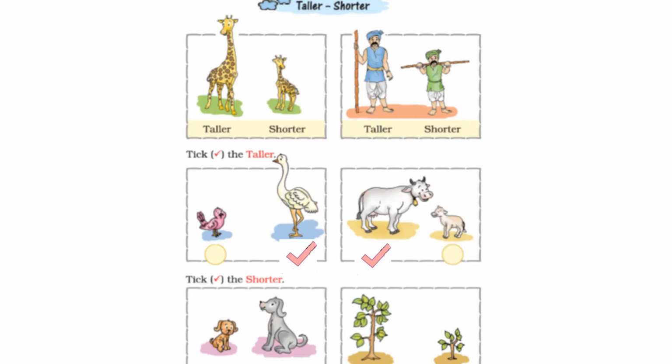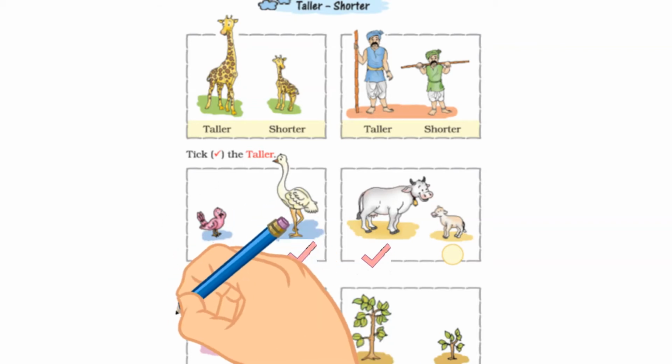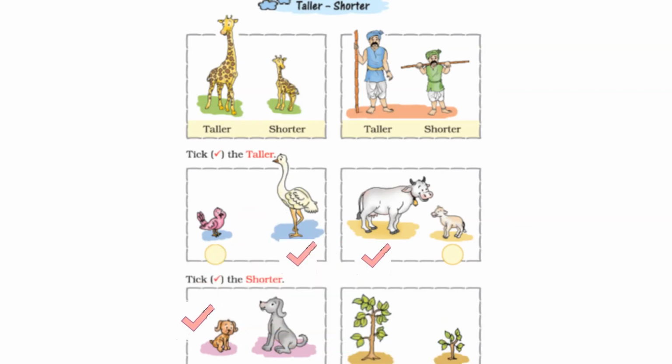Which is shorter? Next question. Puppy and doggy, mom and baby. Puppy and dog, which is shorter? The puppy. The left one is shorter, right?